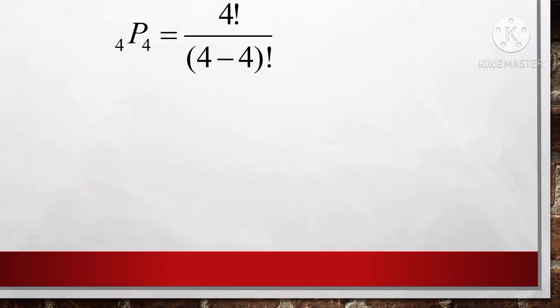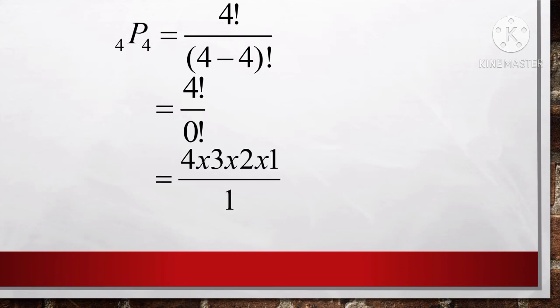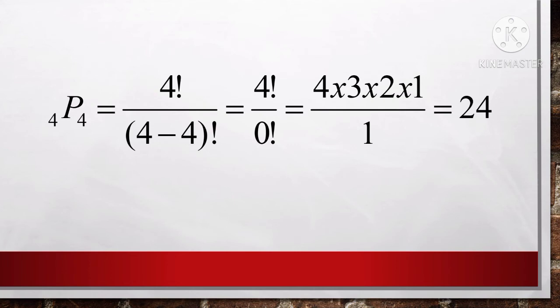From the formula, 4 taken 4 is equal to 4 factorial over the quantity 4 minus 4 factorial, which is 4 minus 4 is equal to 0 factorial, and 0 factorial is equal to 1. And 4 factorial is equal to 4 times 3 times 2 times 1, which is 24. So divided by 1 is equal to 24. So makikita natin na sa listing method at saka sa formula, the same pa rin yung result.